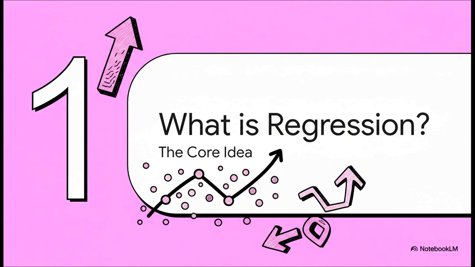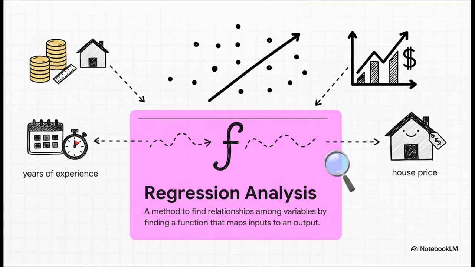All right, let's start at the beginning. What is this whole regression thing anyway? At its heart, you can think of regression as a kind of matchmaker. We've got our inputs, things we know, like years of experience. And we've got an output we want to know, like salary. Regression is simply the method for finding the perfect mathematical formula that connects those inputs to that output.